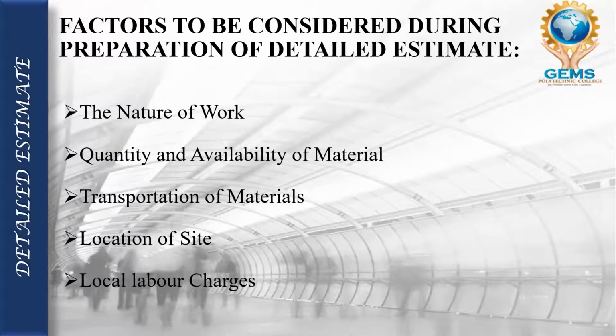Okay, so what are the factors we have to consider? First one is nature of work, then quantity and availability of material, then transportation of material, then location of site and local labor charges. Okay, so we are going to see briefly. So first one is what?